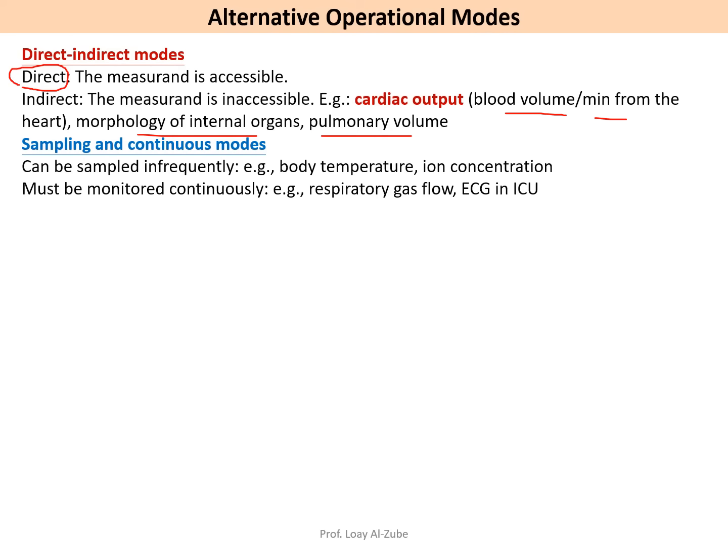Now, you can have something called sampling and continuous modes. So you can be, let's say, measuring the body temperature in the morning and at night. So you're taking samples, right? If someone is in the ICU and we need something to be monitored continuously, like the respiratory gas flow, that's a continuous mode of measurement. So now we need to distinguish between these two.